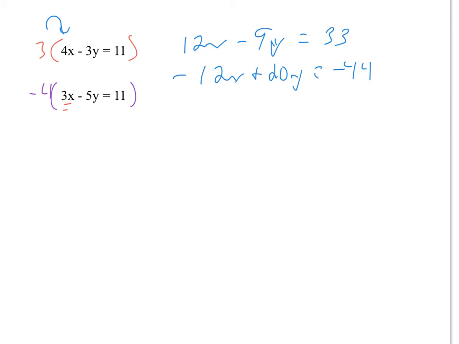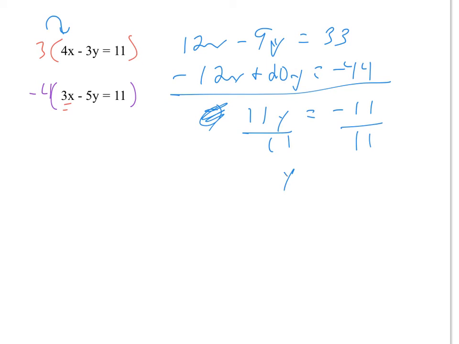So it looks like now, when I add these up right the way they are, my x's go away. 12x minus 12x is 0. I get negative 9y plus 20y is 11y. I just get rid of my 0. And that's equal to 33 minus 44, which is negative 11. Divide by 11 on both sides. Y is equal to negative 1.